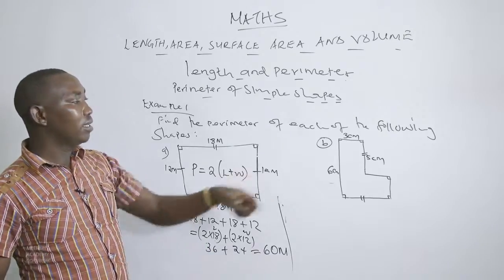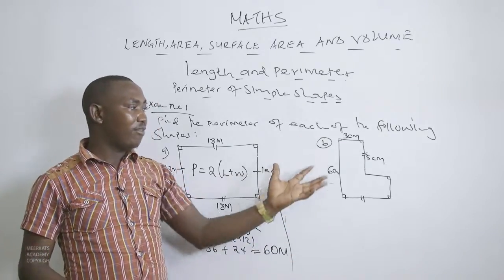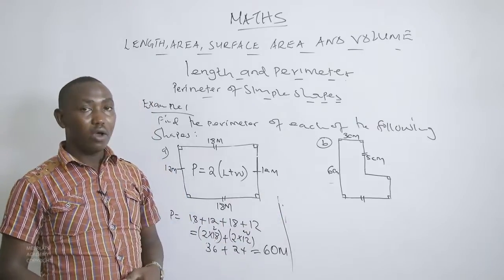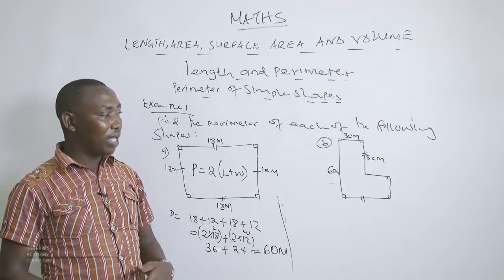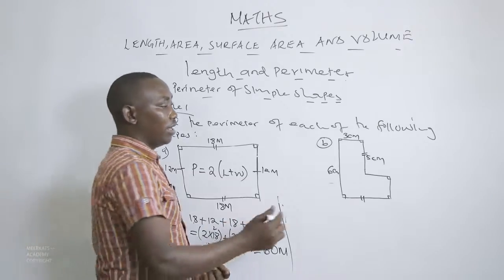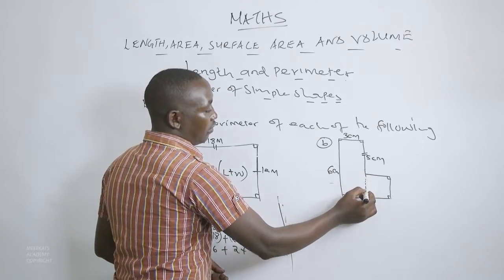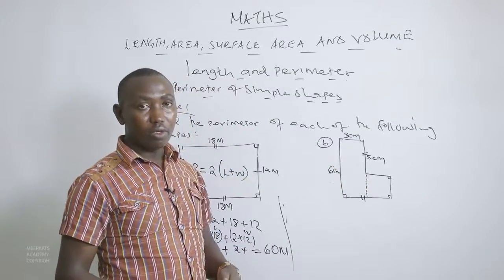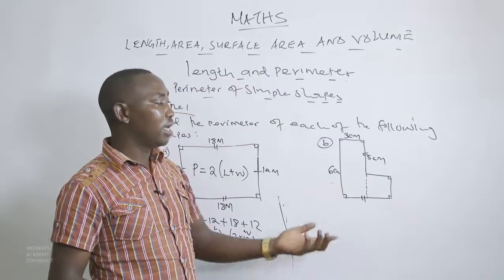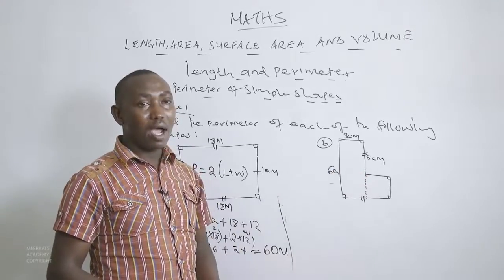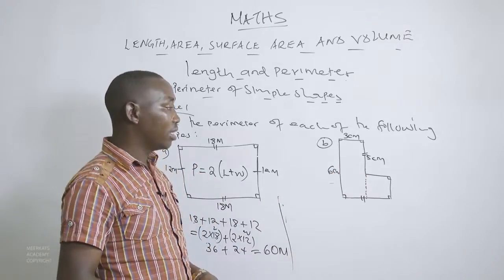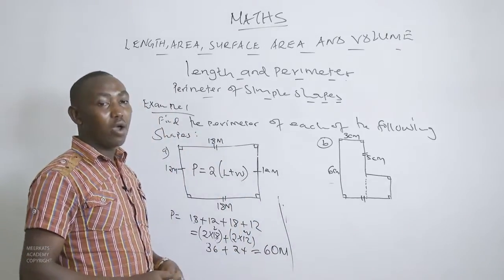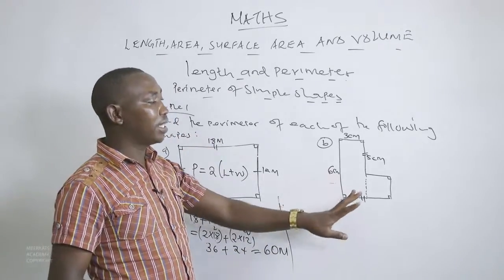Now for part B, we also have a regular or simple figure which consists of different shapes. You can decide to join that, and then these are going to be two shapes, and both of them are going to be rectangles. So in case we want to find the perimeter of this particular figure, we need to fill in these remaining sides.